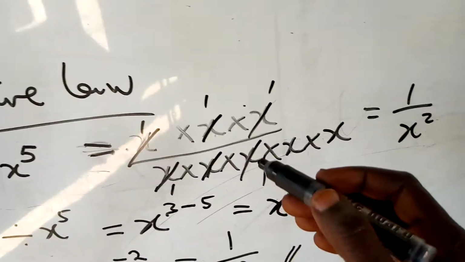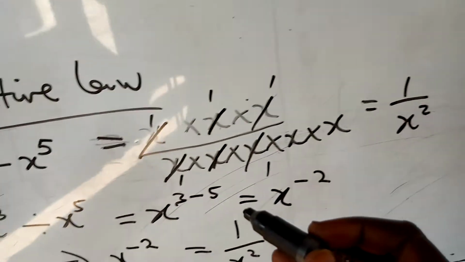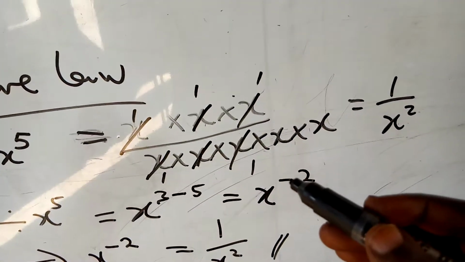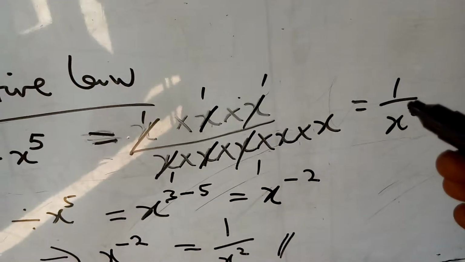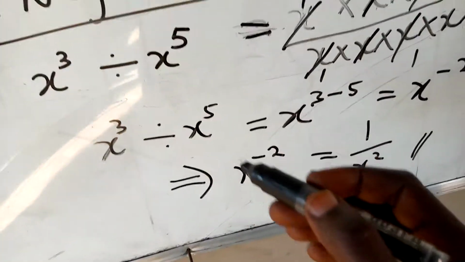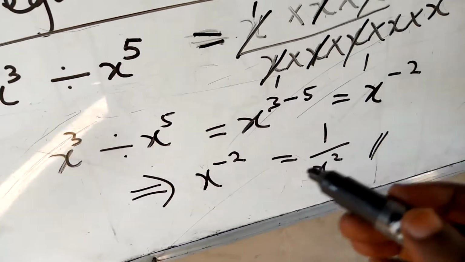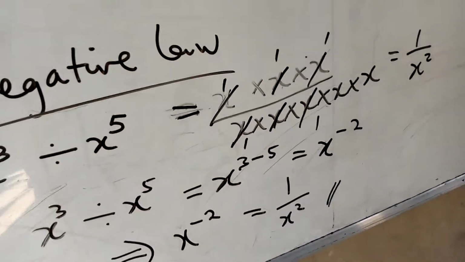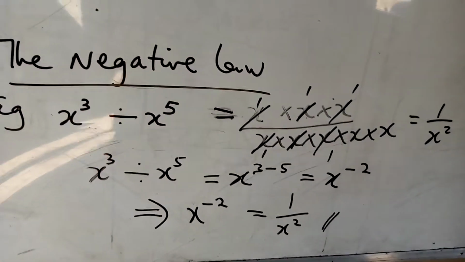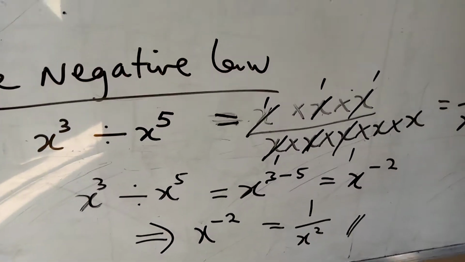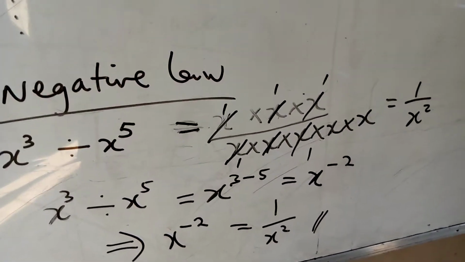Now, by the first solution of expansion, we have 1 all over x squared. And by the second solution, I have x raised to power minus 2. That means what we see here is the same thing as this. By that, this implies that x raised to power negative 2 is equal to 1 all over x raised to power 2. So this justifies the negative law. In other words, once we see any number raised to a negative power, it is the same thing as 1 all over the power of that unknown.